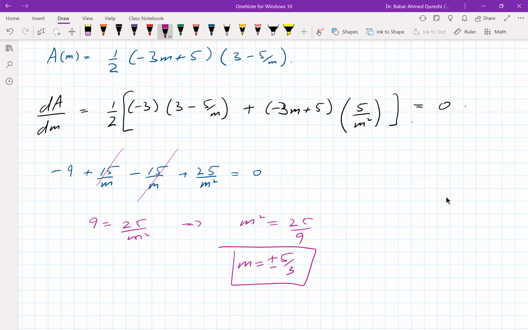Well, plus or minus, but the plus one is not going to give us a minimum, because that's going to give us a line which has infinite area under it, just by common sense. But you can do the second derivative and confirm that the correct choice is minus 5 over 3.